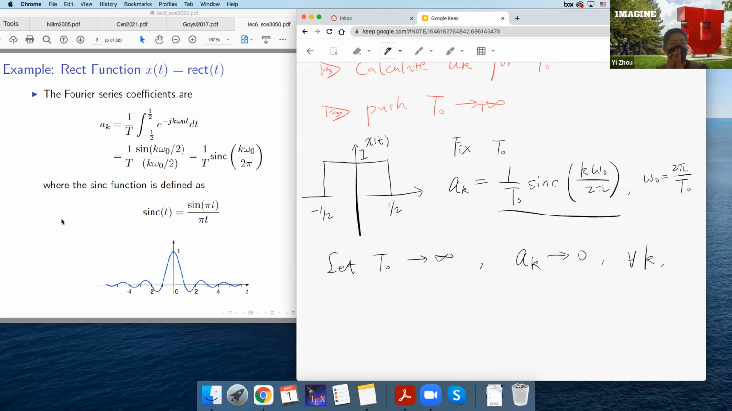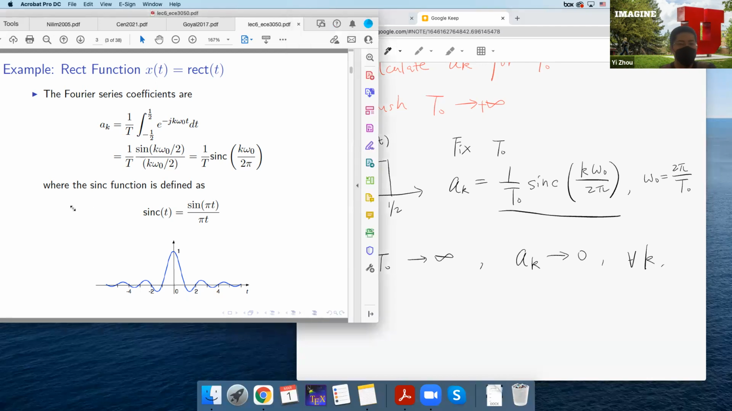Which means that if we increase the fundamental period, then all the Fourier series coefficients actually go to 0. They keep decreasing, going to 0, which makes this representation meaningless, because in the end, you always get a 0 result. So this is the issue of directly applying Fourier series to represent aperiodic signals. You always end up with a 0 representation, which is meaningless.